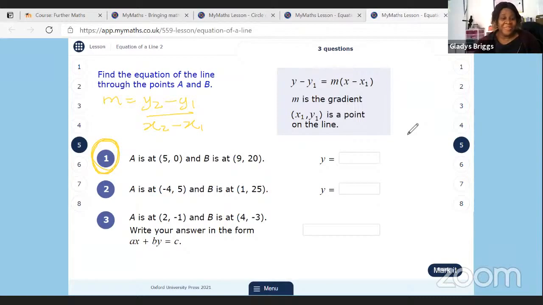So somebody has finished. Khaled, you need to check because it has to be in the form y is equal to mx plus c. So one more to get the answer right, and then we can check the solution and see how it was done.